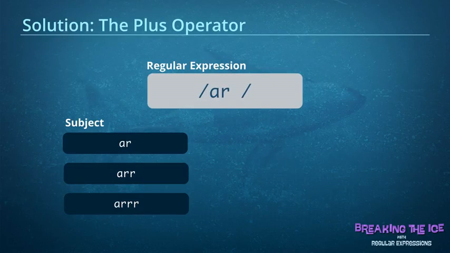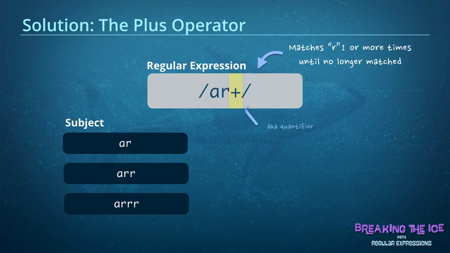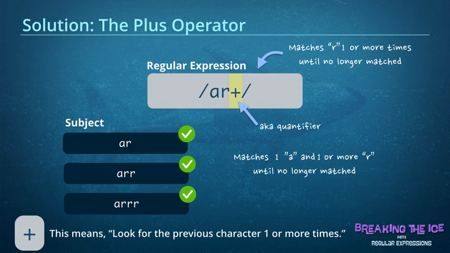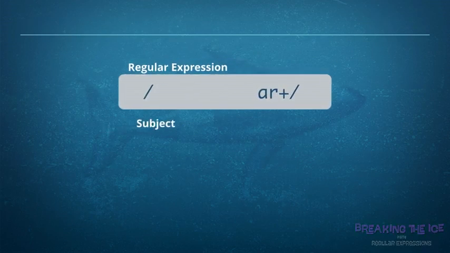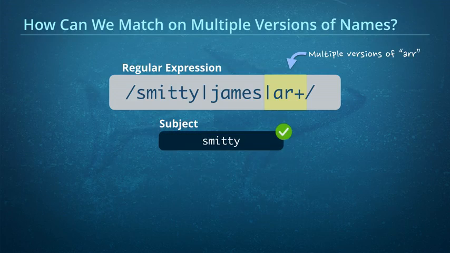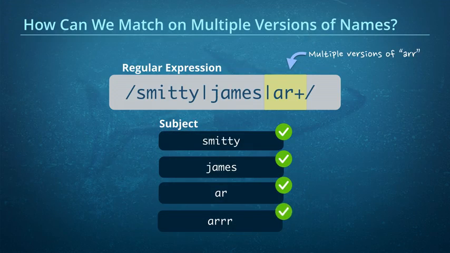As it turns out, we can use this special plus character, which is a plus operator, and it will repeat the R one or more times until it is no longer matched. This allows us to match on AR, ARR, and every combination that we could possibly see. This now allows us to match on all versions of AR effectively. Adding an OR operator and then our different versions of AR, we're going to match on Smitty, James, or AR. And our expression is looking pretty good.